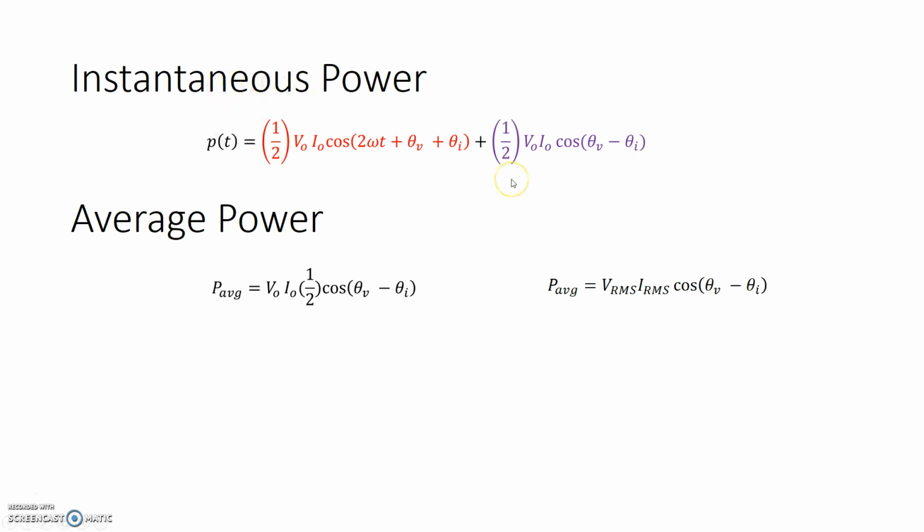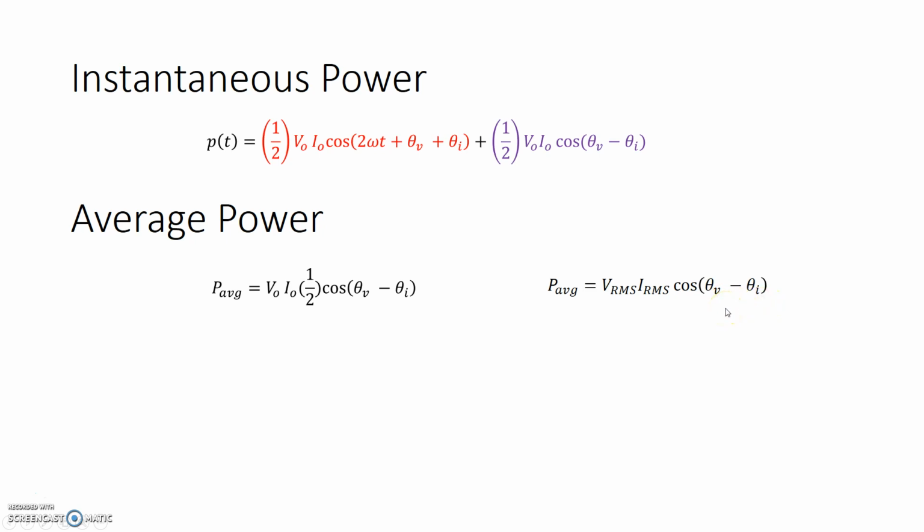We saw that the instantaneous power had both an AC component that went at twice the frequency of the voltage and the current, and a DC component. The DC component of the instantaneous power was called average power. And in the last video, we also took the average power and defined the term RMS and rewrote average power as V_RMS, I_RMS, cosine of theta V minus theta I.